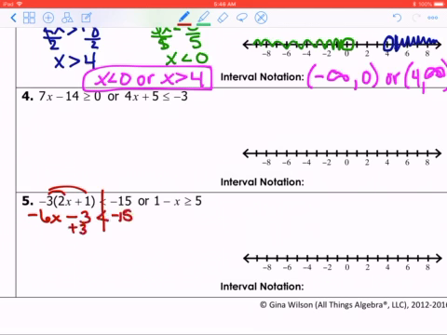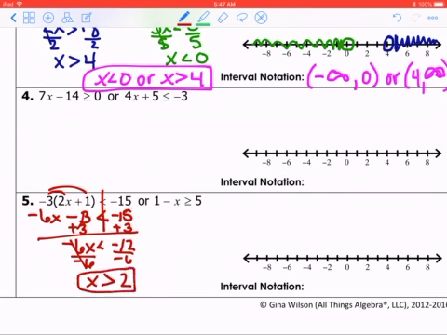Now I'm going to add 3. -6x is less than a -12. We're going to divide both sides by -6. And so now remember what happens when we divide by a negative here, we have to change the direction of our sign. We have to flip it. So now it's going to be that x is greater than 2. Okay, so there's my first answer.